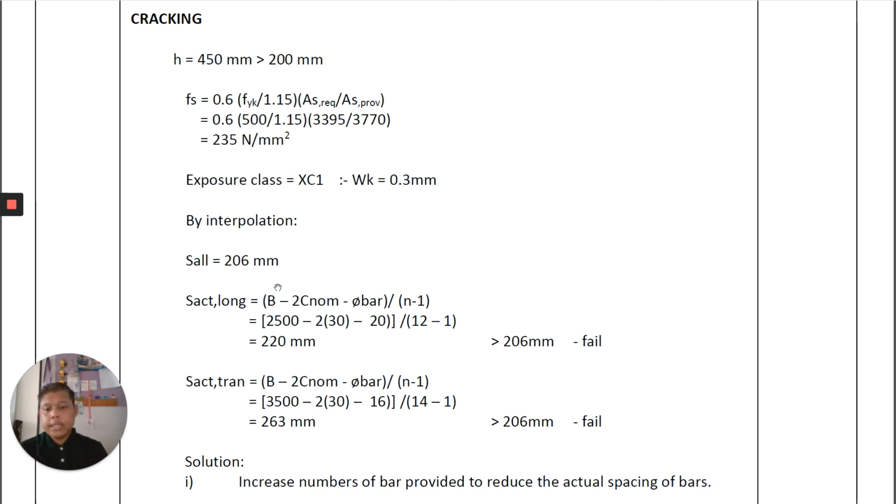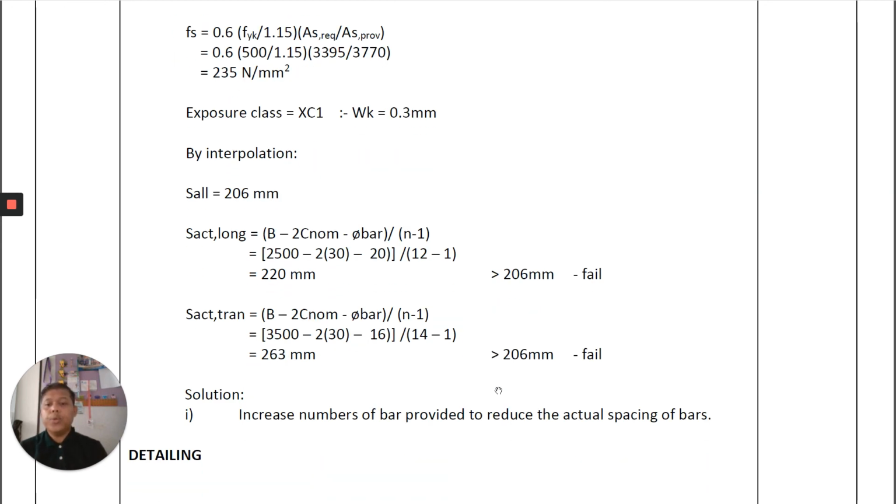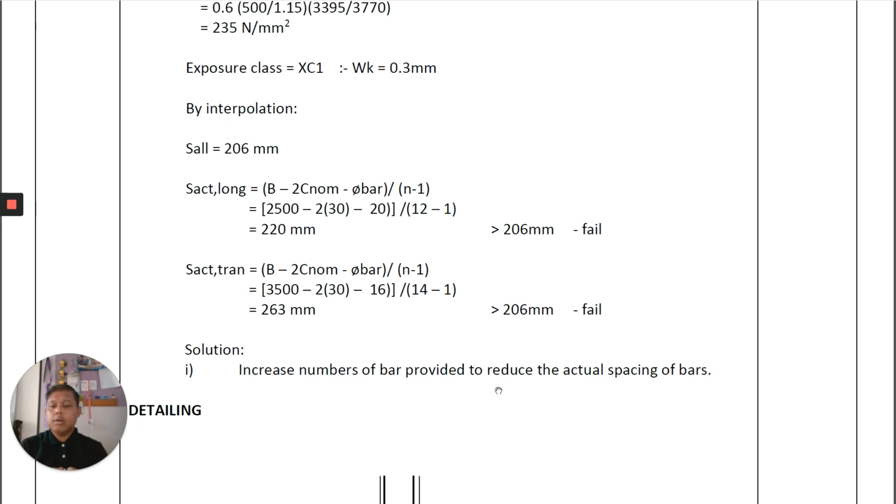In my case here, B for the longitudinal section is 2.5 meter, or 2,500 minus 2 times 30 minus 20, divided by 12 minus 1. And then the transverse is 3,500 minus 2 times 30 minus 16, over 14 minus 1. And then 260. Therefore, both conditions show that the foundation has failed due to the crack.